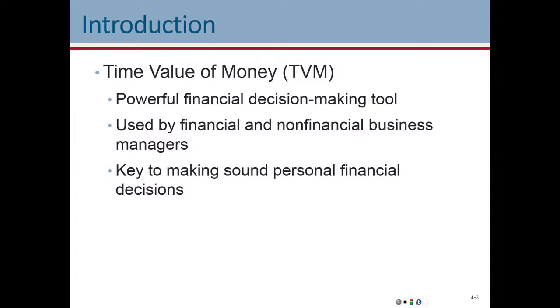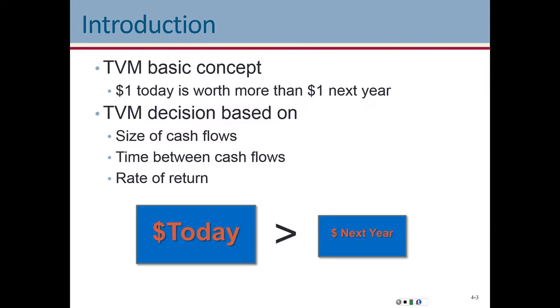We mentioned time value of money in chapter 1, and we're going to be talking a little bit more explicitly about it. This is the basic tool for making decisions about investing. Obviously, it can also be used in personal finance, in the decisions you make to allocate the money that you have. We mentioned before that a dollar today is worth more than a dollar next year. So we make our decision based on the size of our cash flow, timing, and rate of return.